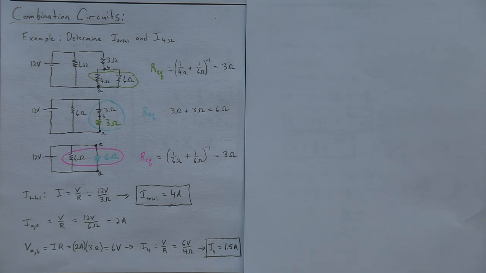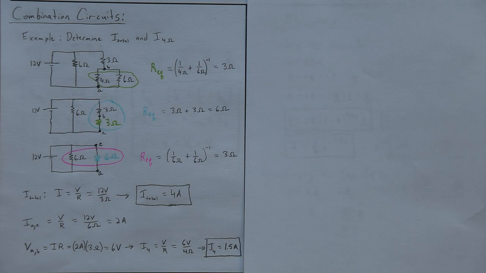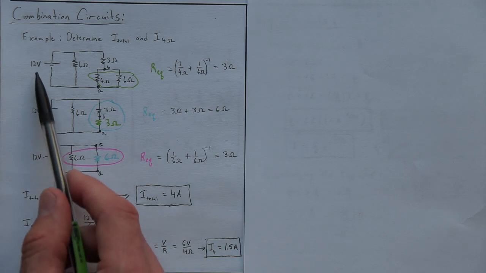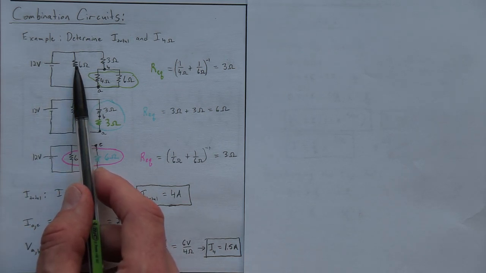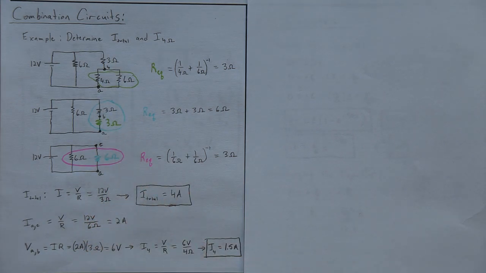Combination circuits. Very often we don't have circuits that are just series or just parallel. We have circuits that have some parts in parallel, some parts in series, and so on. This shows you the basic strategy of solving and simplifying these problems and solving for different things they might ask. What I have here is a 12-volt battery, a 6 ohm, and then over here a 3, a 4, and a 6 ohm in this arrangement.